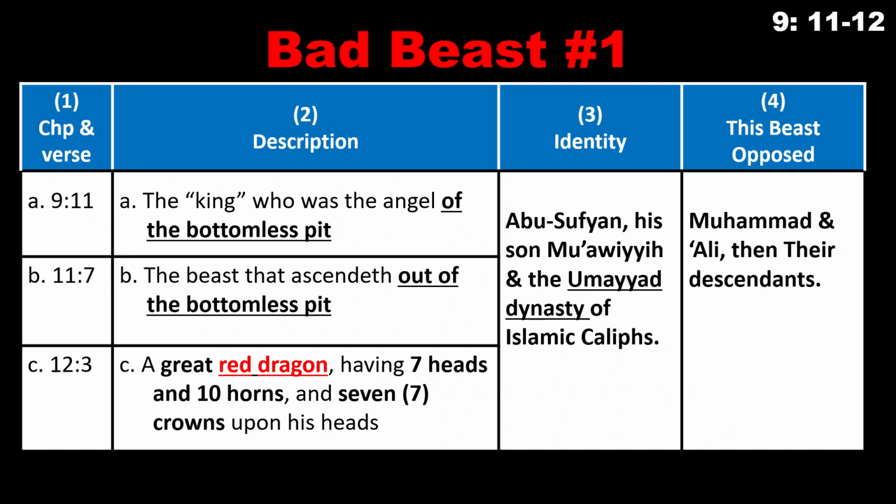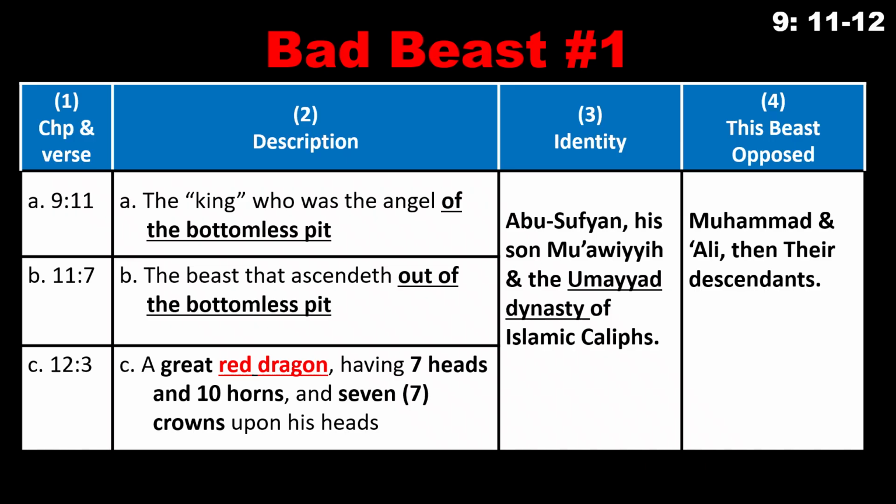In column 1, 3 verses are given wherein this beast number 1 is mentioned with a description. Their descriptions are in column 2. At the top, chapter 9, verse 11 describes a king who was the angel of the bottomless pit. This king was beast number 1. In column number 2, paragraph B from chapter 11, verse 7, this beast was the beast that ascendeth out of the bottomless pit, obviously related to the verse above it under A from the bottomless pit reference. Then in column 1, paragraph C at the bottom left, that's from chapter 12, verse 3, it's described as a great red dragon having 7 heads and 10 horns, and 7 crowns upon his heads.